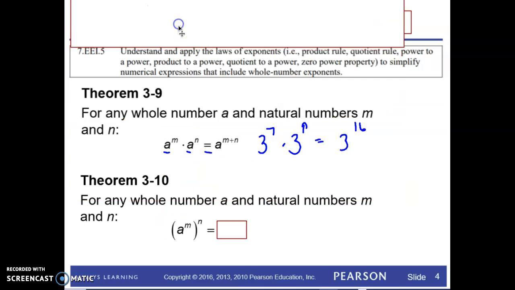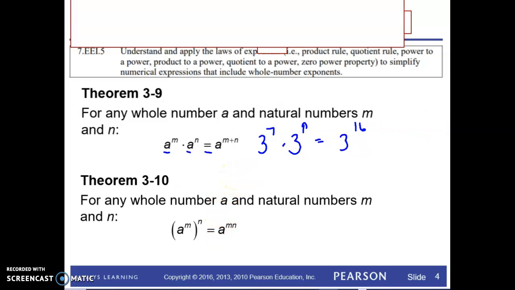All right, let's look at Theorem 10. In Theorem 10, I have a base raised to an exponent, and then I have that whole thing raised to another exponent. Well, if you think about what this means, write a to the m n times and multiply them all together. Well, if I have a to the m n times, that means I have m times n a's. Whew, that's a lot to say. And so that is going to be my rule. When I raise a power to a power, I multiply my exponents together. Again, notice that the base number does not change.